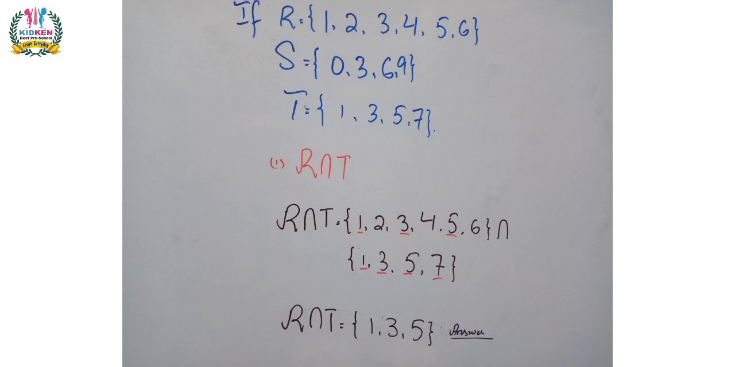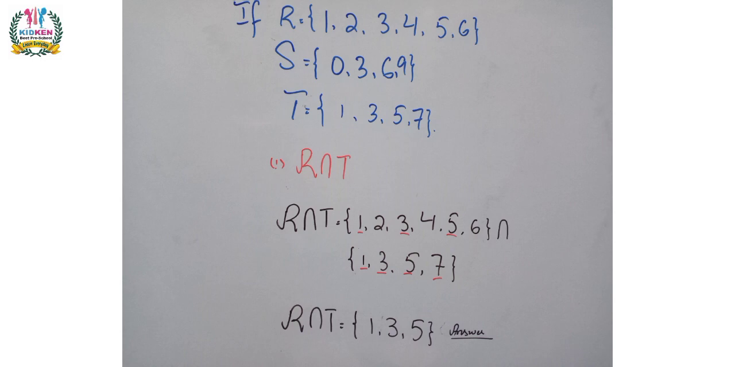So the next question: you have been given the sets S, R and T. With the help of these sets you can find the solutions of these questions. So R has the values 1, 2, 3, 4, 5 and 6. S has the values 0, 3, 6 and 9. T has the values 1, 3, 5 and 7. So with the help of these values we can find the solutions.